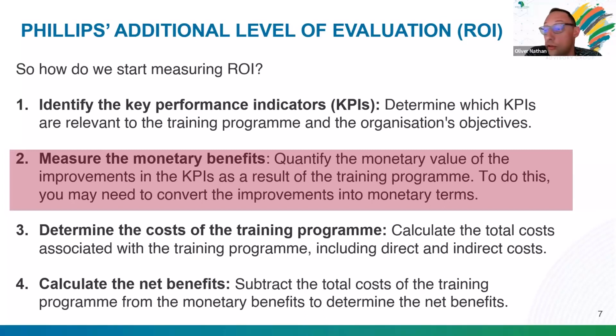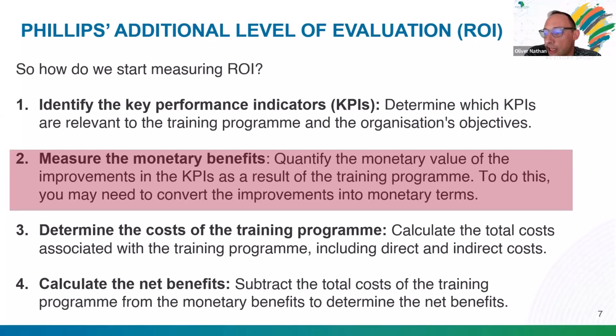Not always so easy to do. Number 3, we will definitely want to determine the costs of the training program. That's not particularly difficult or challenging to do. So calculate the total costs associated with that training program, including the direct and indirect costs. That's not really all that difficult to achieve.